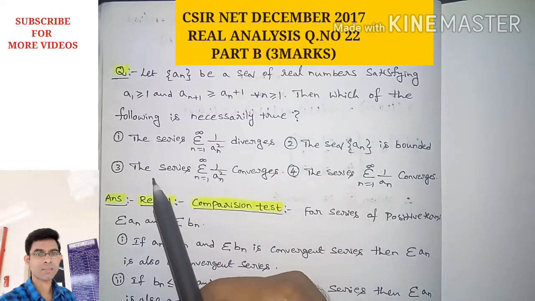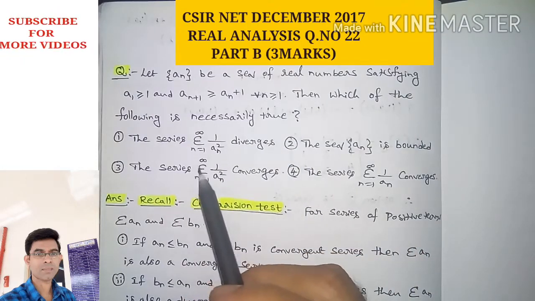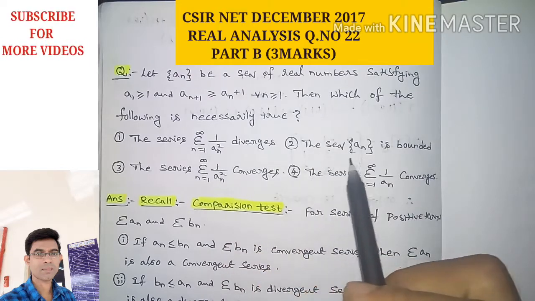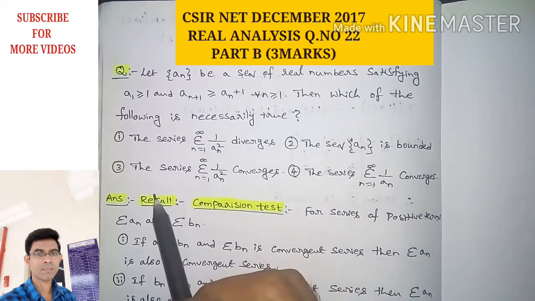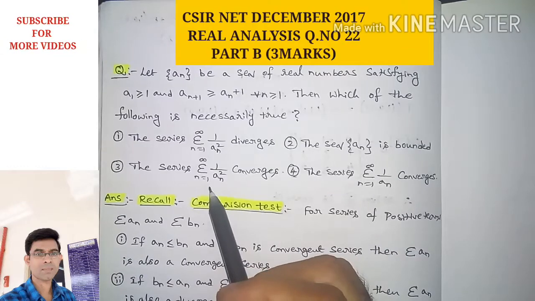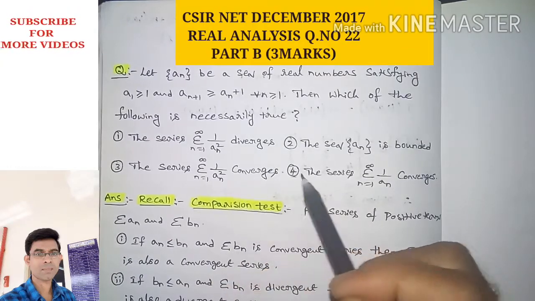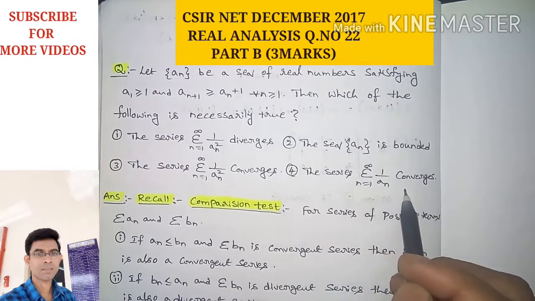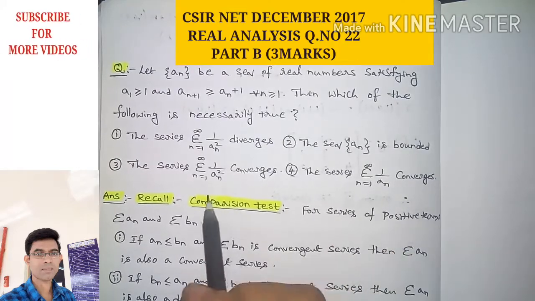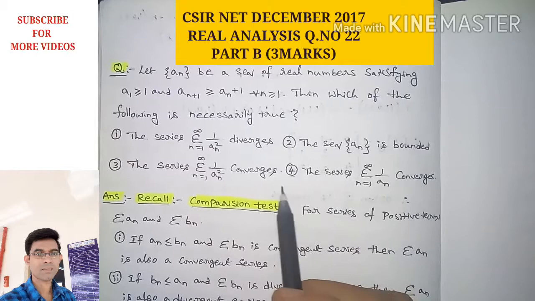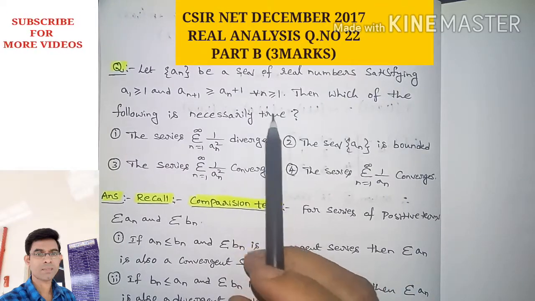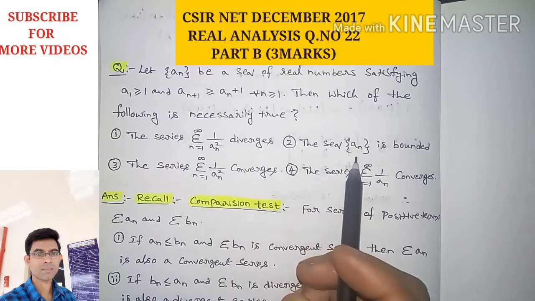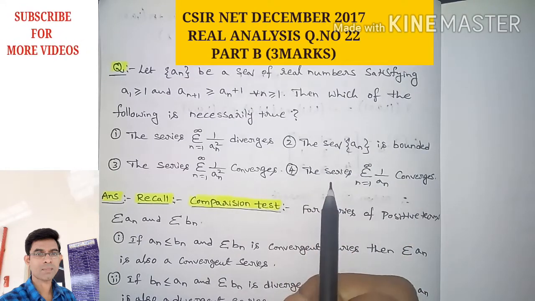And the four options are: option number 1, the series summation n = 1 to infinity 1 by a_n square diverges. Option number 2, the sequence a_n is bounded. Option number 3, the series summation n = 1 to infinity 1 by a_n square converges. Option number 4, the series summation n = 1 to infinity 1 by a_n converges. We have to choose one correct option from these four. And here the question is about whether the series diverges or converges, the sequence is bounded or unbounded.